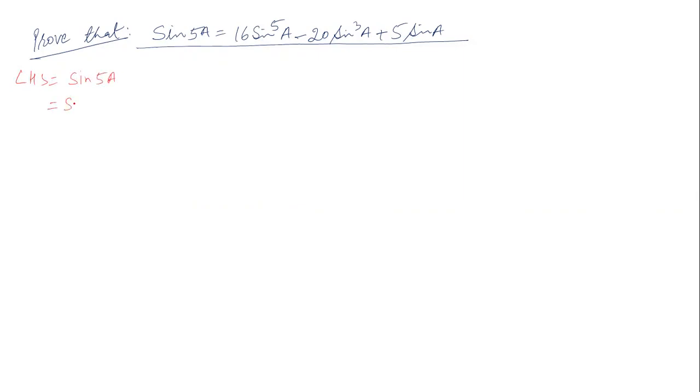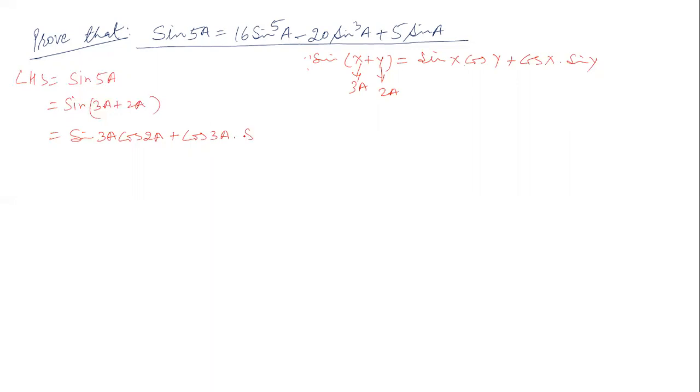We can write 5a as 3a plus 2a. And we know the formula of sin(x plus y): sin x cos y plus cos x sin y. Using this formula, here x is 3a and y is 2a. So we get sin 3a into cos 2a plus cos 3a into sin 2a.